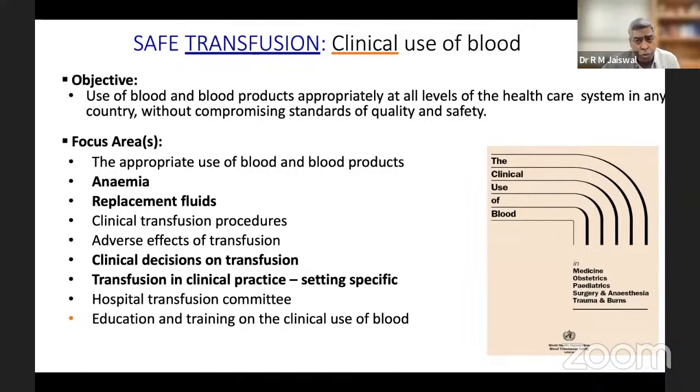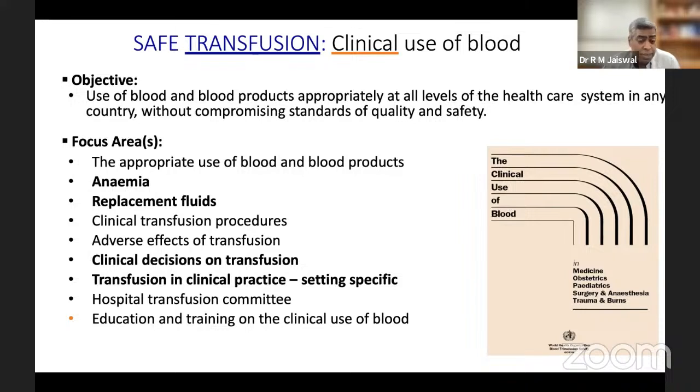Safe Transfusion, WHO also launched one book on this. And the main objective is the use of blood and blood products appropriately at all levels of the healthcare system in any country without compromising standards of quality and safety. The major focus areas are the appropriate use of blood and blood products, anemia, replacement fluid, clinical transfusion procedures, adverse effects of transfusion, and the most important is the clinical decision on transfusion.